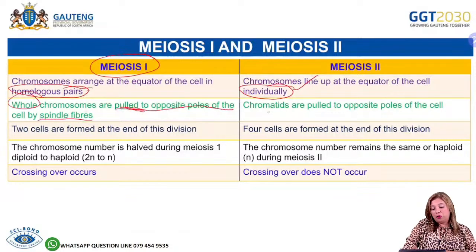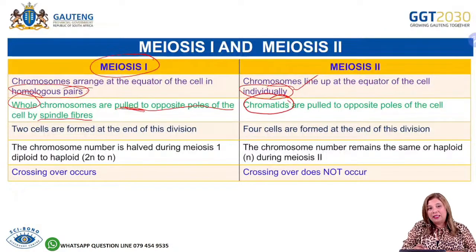Here, in meiosis 2, chromatids are pulled to the opposite poles. Chromatids. Do you see it's chromatids? It's a single thread. So it's chromatids which are pulled to the opposite poles of the cell. So we can already see that is anaphase 1 and that is anaphase 2. Okay, because we know our content now. So what we need to do is apply it to the question which we are given.